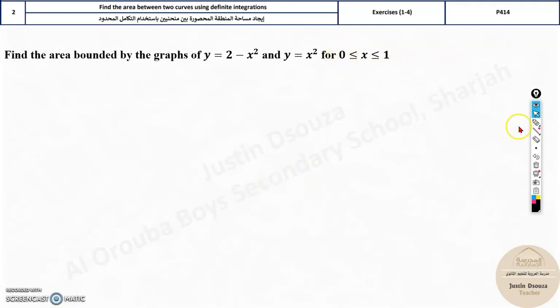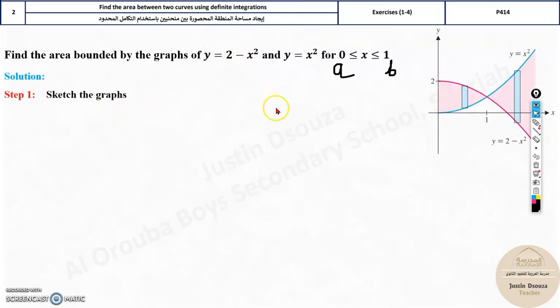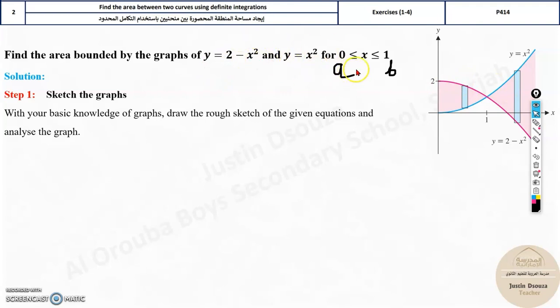You have to just input this as A and B. So your job is much easier now. The only thing is you need to sketch the graph, by basic knowledge of graphs. You need to understand which is the upper function and the lower function. It won't be like this.